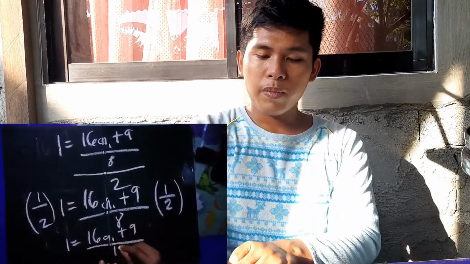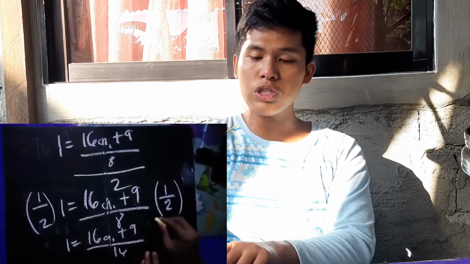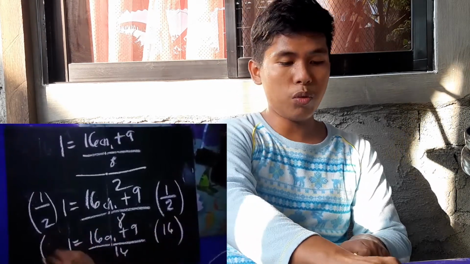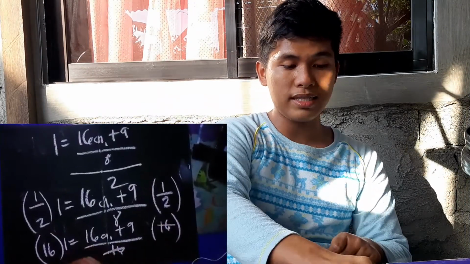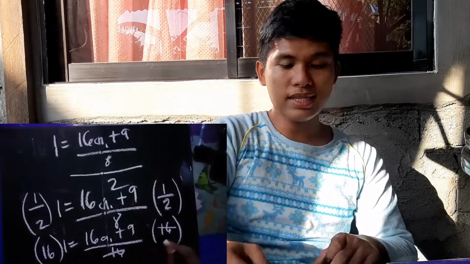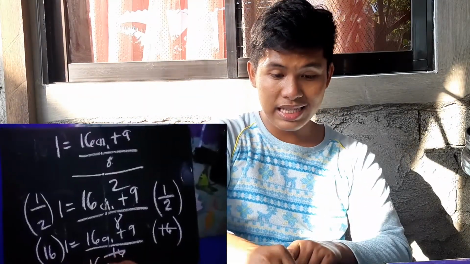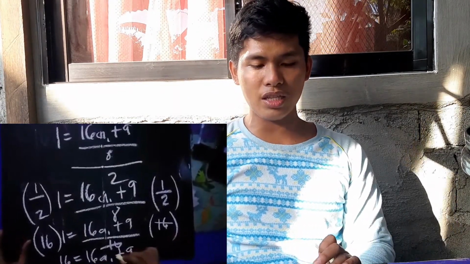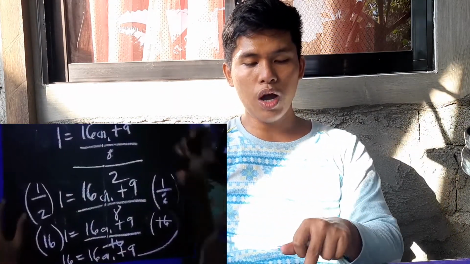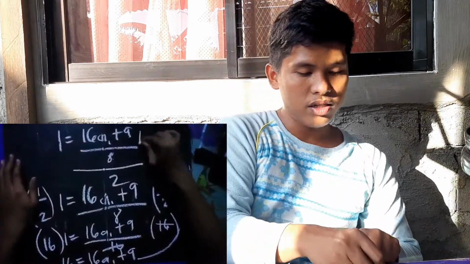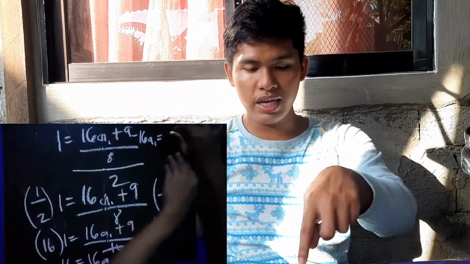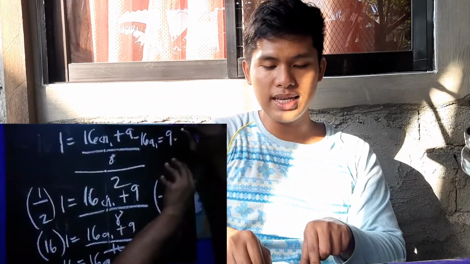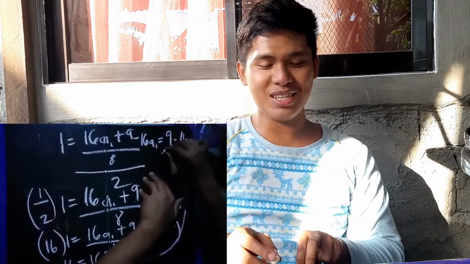So in order to cancel this 16, we're going to multiply both sides by 16. So this 16 will be cancelled. So 16 times 1 is equal to 16, so 16 is equal to 16a1 plus 9. After that, we collect like terms. So we transfer the 16a1 here, so it would be negative 16a1, and this positive 16 would be here. So 9 minus 16 is equal to negative 7.